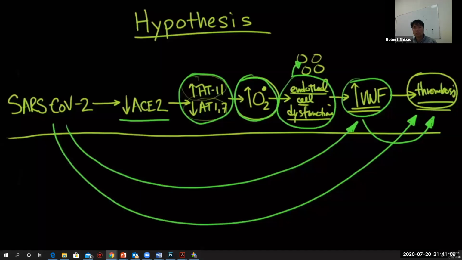So this is the hypothesis. This is what may be going on. We don't know for sure, but it seems as though the dots are connecting themselves here almost. SARS-CoV-2 causes a decrease in the ACE2, which causes an increase in angiotensin 2 and a decrease in angiotensin 1,7, increasing oxidative stress, causing endothelial cell dysfunction, increasing von Willebrand's factor, leading to thrombosis. So what do we do about it? Join us next time while we talk more about this topic.